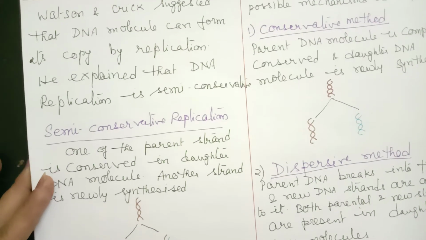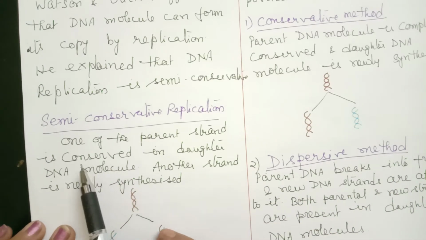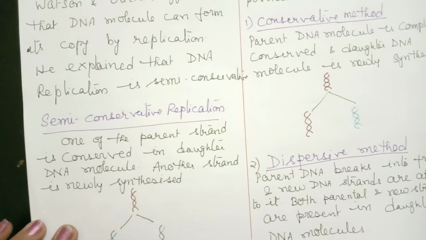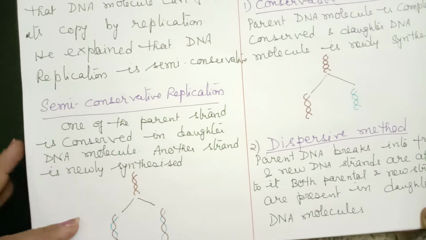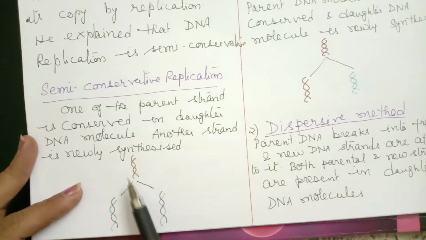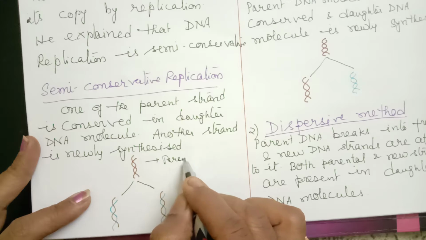The first method, which was explained by Watson and Crick, is called semi-conservative replication. In the semi-conservative type, one of the parent strands is conserved in the daughter DNA molecule and the other one is newly synthesized. Conserved means it is retained in the daughter DNA molecule. As in the diagram, we can see this is the parent DNA.